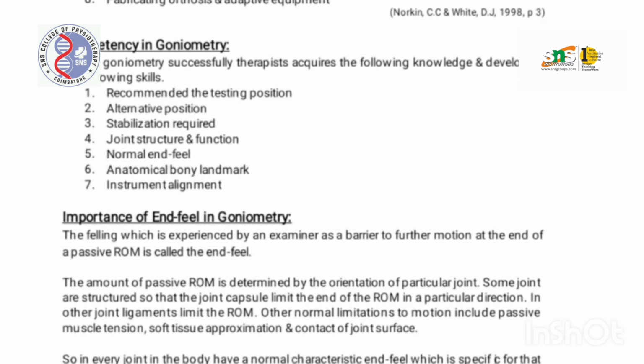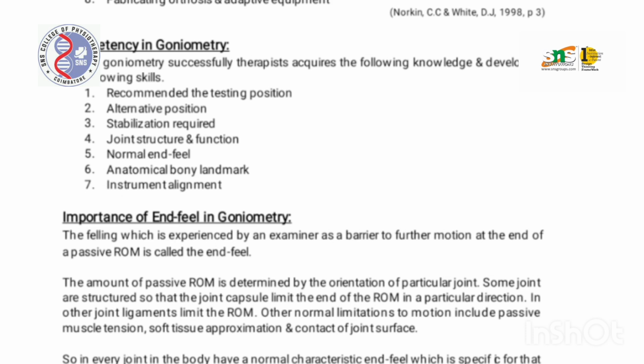Next, we'll go for the importance of goniometry. What is the importance of goniometry? It determines the presence or absence of dysfunction, then establishes the diagnosis, then develops treatment goals, then evaluates progress or lack of progress towards rehabilitation goals. It also helps modify treatment, motivate the subject, research the effectiveness of specific therapeutic techniques or regimens, and fabricate orthoses and adaptive equipment.